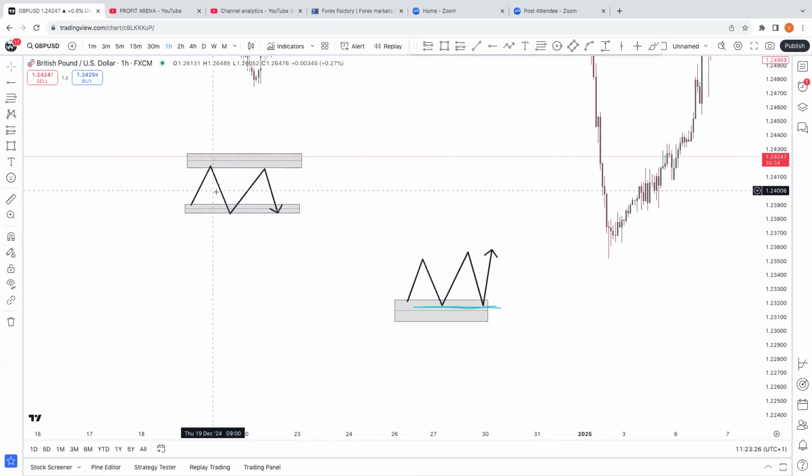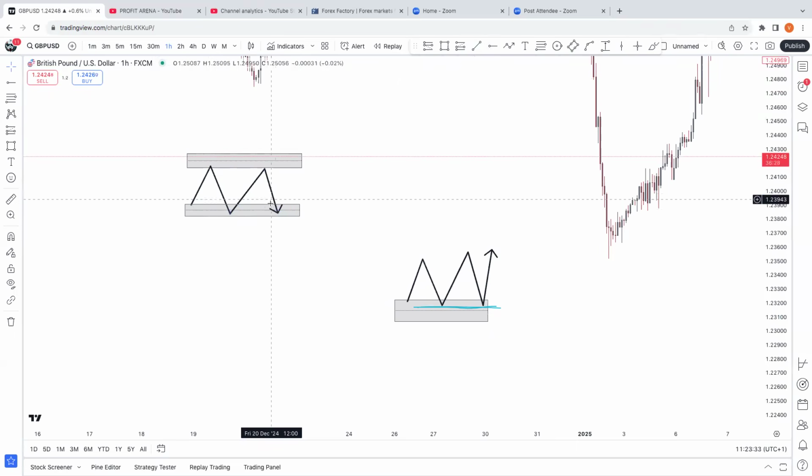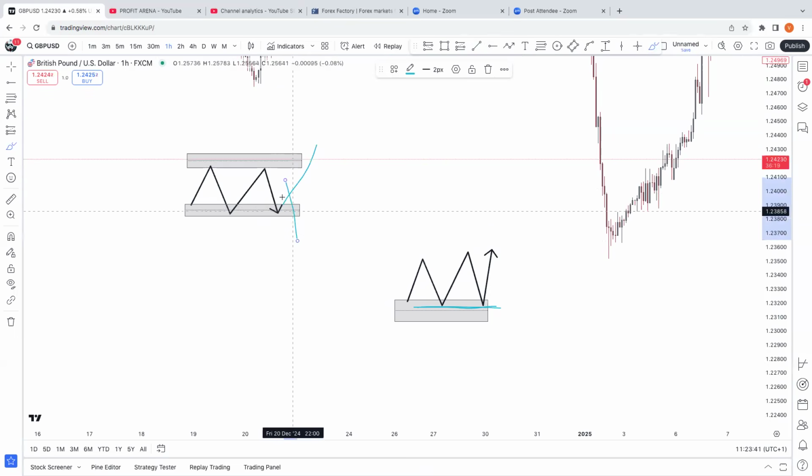You know, in a market like this, both buyers and sellers are trapped, because one party is hoping that price is going to break out to the upside, the buyers, and the sellers are hoping that price is going to break down, right? So both parties are trapped in this market. So when the smart money guys come into the market, this is what they will do. They would want to take liquidity from this zone first, right?